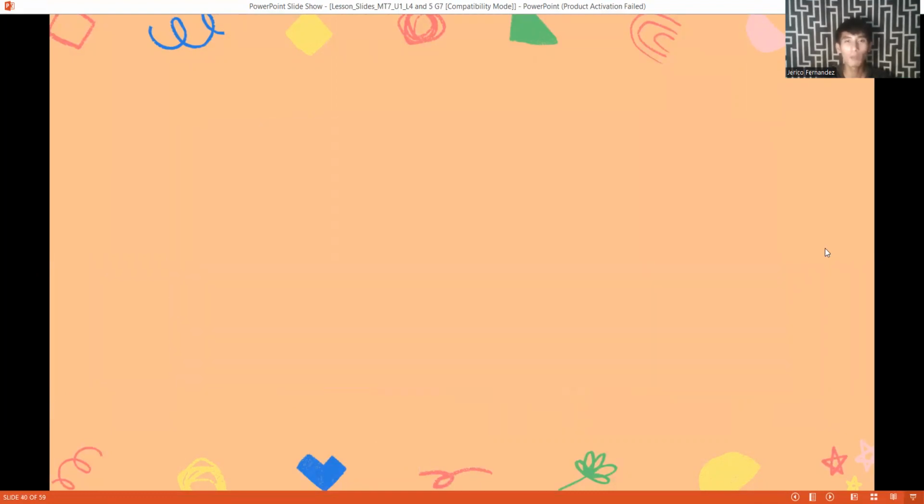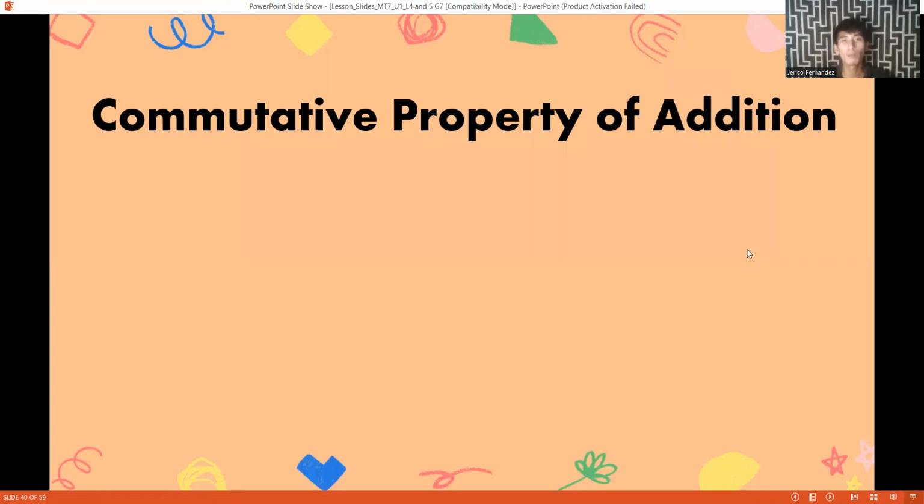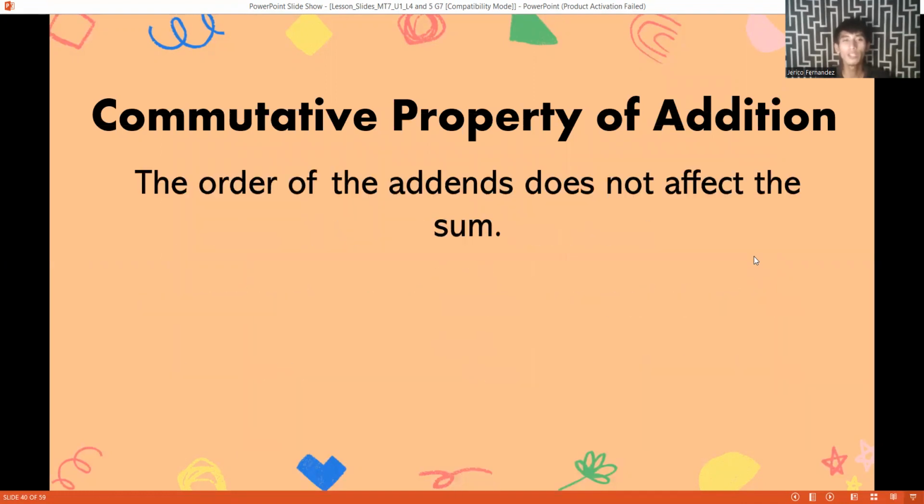So ang commutative property, we have the commutative property of addition. So in here, the order of the addends does not affect the sum. Ang pagkakalagay or yung order o position ng addends natin ay hindi naaapektuhan yung sum natin. Ano ba yung addends? Yun yung mga number or expression na pinag-a-add natin. Ang tawag doon ay addends.